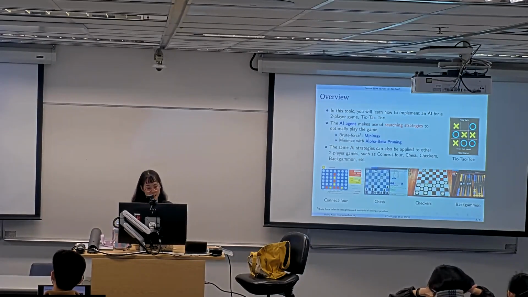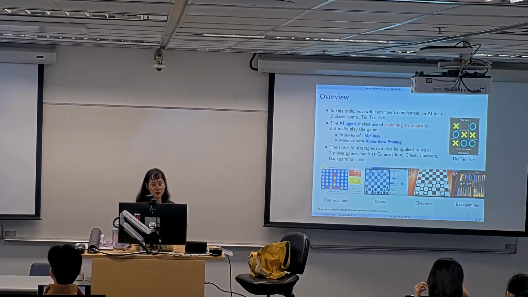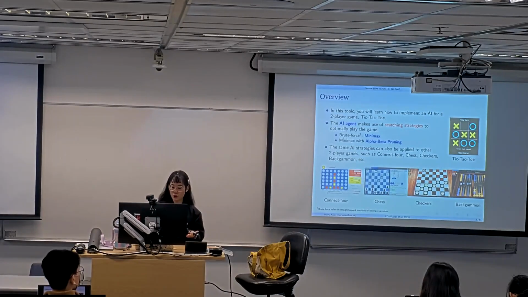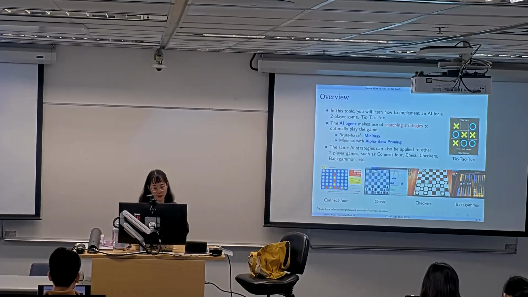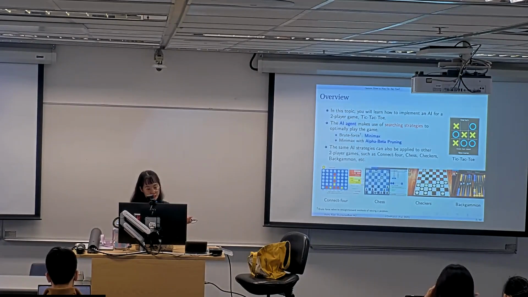The AI agent makes use of search strategies to optimally play the game, and we will introduce two of them. First, we will introduce the brute force method, which is called Minimax. Brute force here refers to straightforward methods of solving a problem. Basically, it enumerates all of the possible states and then chooses the optimal way. Then we will try to improve on this, because as the name brute force suggests, it is very computationally expensive. So later on, we will introduce Minimax with alpha-beta pruning.